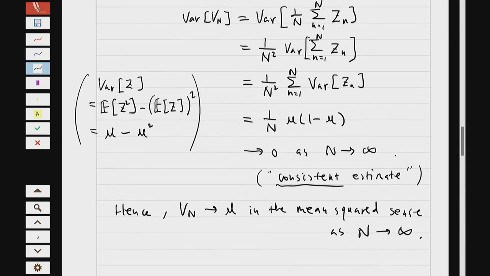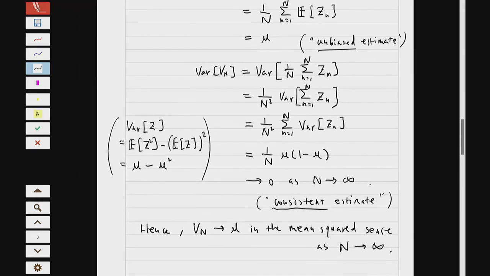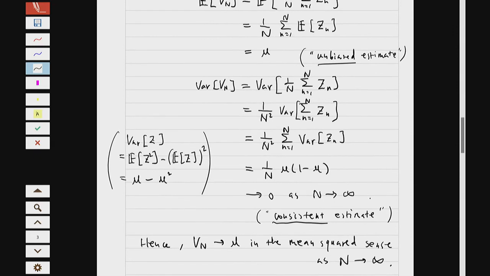Okay, so this is fantastic. When you have both properties for an estimate, unbiasedness and consistency, that means that your estimate is good. When you have more and more samples, you really get closer and closer to the true mean that you want to estimate. Okay, everyone okay so far?